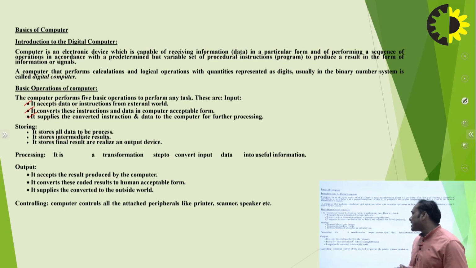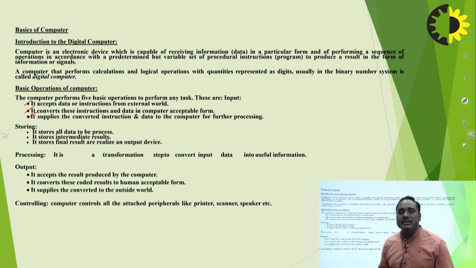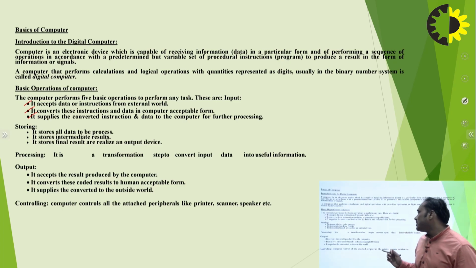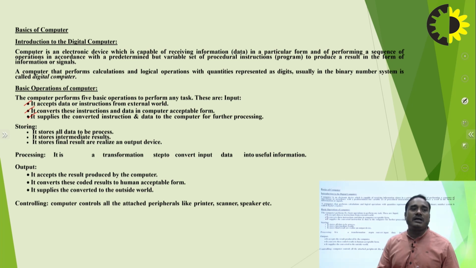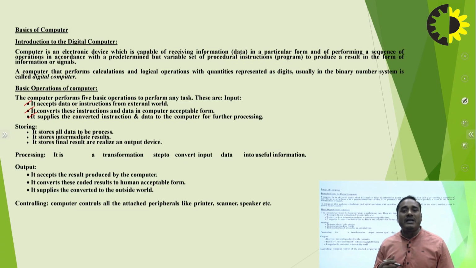Processing means a transformation set that converts data into useful information. Data is converted from one form to another, and when you extract the data you get meaningful data. What about the output? It accepts the results produced by the computer, and we get the correct information. It converts these coded results into a human acceptable form, because if you cannot understand the meaning of the data, then the data is wasted. If the data you collect gives a meaningful result, then you can say that you are getting the correct data.